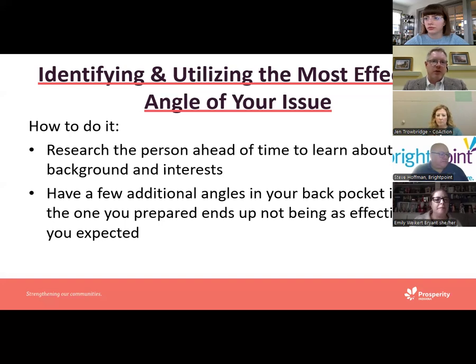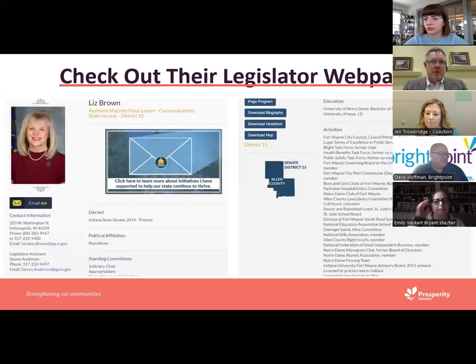All right, let's jump into a quick example. And this one in particular should look familiar to Steve, coming from Northeast Indiana. This is a clip from the caucus webpage, the official webpage for Senator Liz Brown of Fort Wayne, Northeast Indiana area. We work with Senator Brown a lot because she's the chair of the Indiana Senate Committee on the Judiciary, and that deals with a lot of housing issues. So we talk with her fairly frequently.